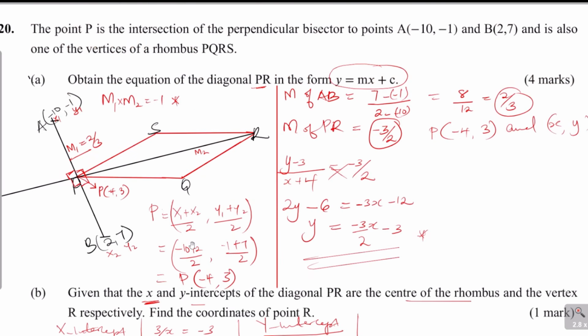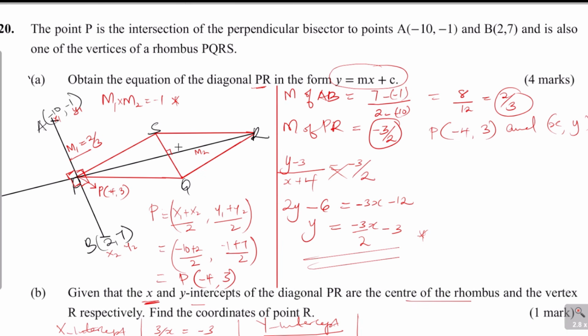QS, let me draw that. The properties of the diagonals of the rhombus are what is going to help us here. The diagonals of a rhombus intersect at 90 degrees. They are perpendicular. So with that, I'll be able to get the gradient of QS, because the gradient of PR will help us to get the gradient of QS, because those are two lines that are perpendicular to one another.